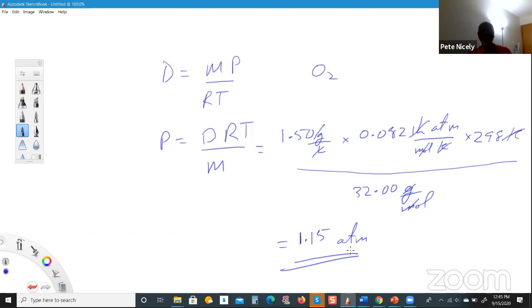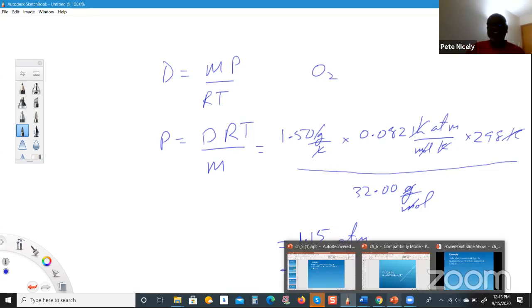And let me just say, if I have not said this before, I'm a stickler for units and sig figs. So when you're doing these types of calculations, make sure that you show the work, make sure that you show the units, and make sure that you round off your answer to the correct number of significant figures, all right?